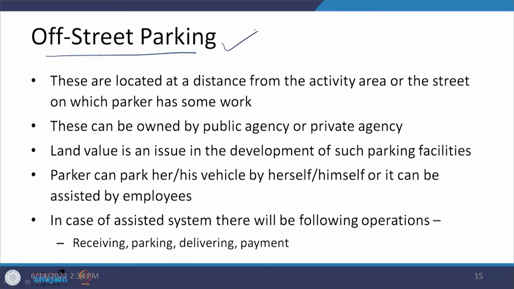But then, on the basis of the traffic volume, the demand, and the various activities in a particular area, the decisions need to be taken. And if it is finalized to go ahead with off-street parking, then that has to be ensured. Now, these parking spaces which are provided can be owned by a public agency or by a private agency. Any agency can own these types of facilities. But when we are looking at these facilities, specifically these are the requirements in the urban area.